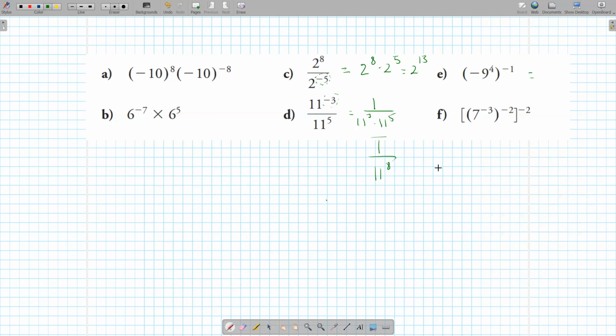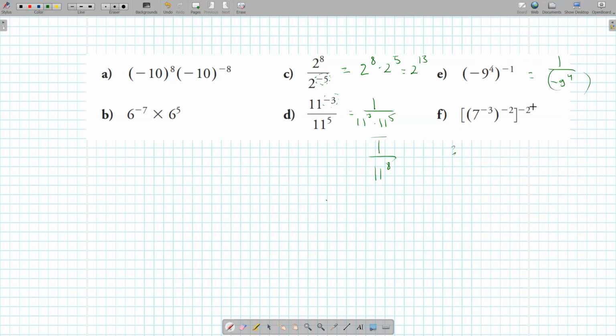Look at E. What does that equal? You put it under 1. Yeah, good. You put it under 1 and you get this, okay? Do not say this is positive 9 to the 4. Again, a very common mistake and absolutely wrong. It's 1 over that thing, okay? It's 1 over that thing.